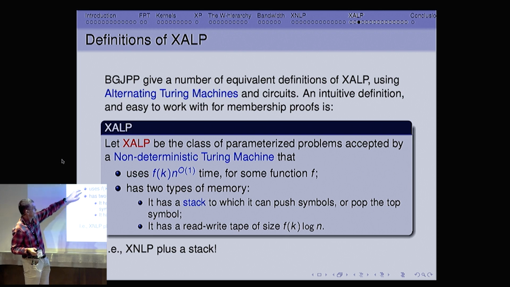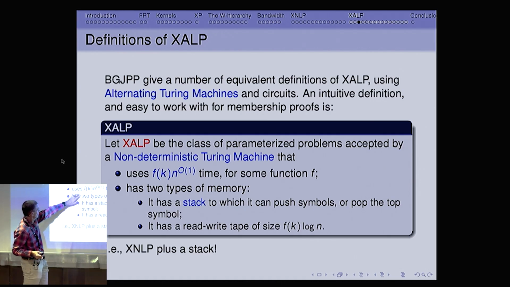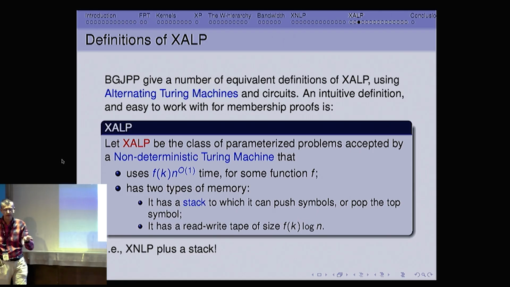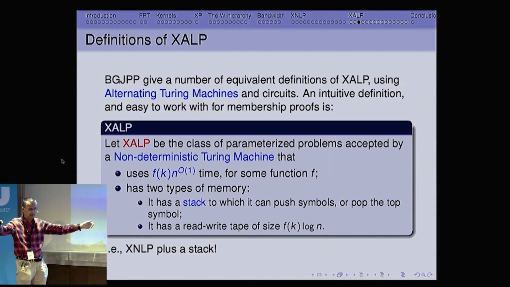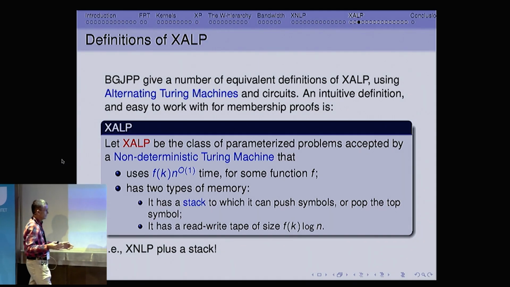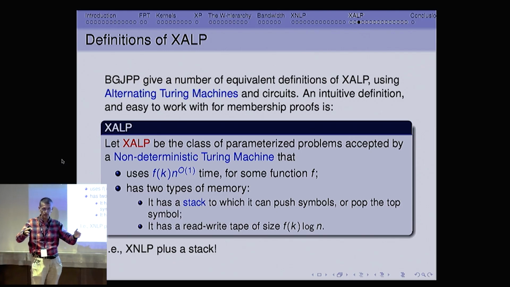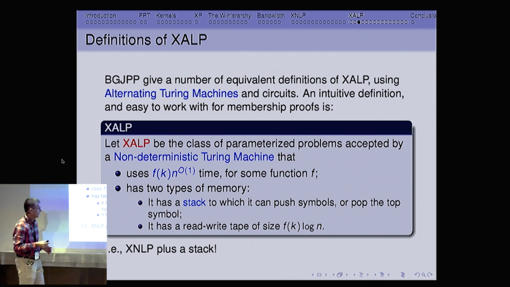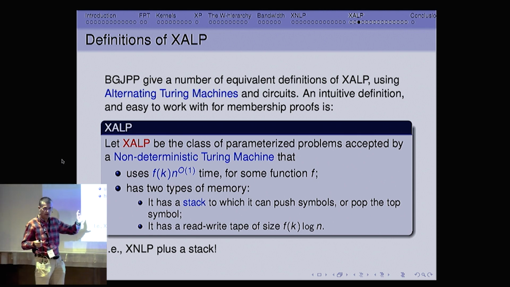So I have a problem and can use a non-deterministic Turing machine which uses FPT time, a function of k times n time, and it has three things it can access. It can read the input without changing it. Then it has this part of my memory, the work memory, which I can change, which has again f(k) and log n bits. But it also has a stack.